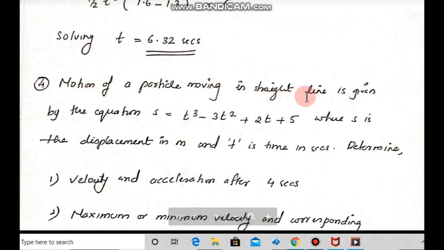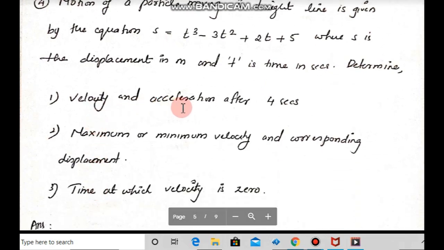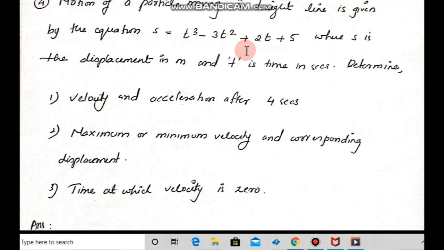Motion of a particle moving in a straight line is given by the equation S is equal to t cube minus 3t square plus 2t plus 5, where S is the displacement in meter and t is time in seconds. Determine, first, velocity and acceleration after 4 seconds; second, maximum or minimum velocity and corresponding displacement; and third, time at which velocity is 0. Okay, so here it's a different type, it's an instantaneous type of problem, that is acceleration, velocity, everything we need to consider here is going to be instantaneous here.